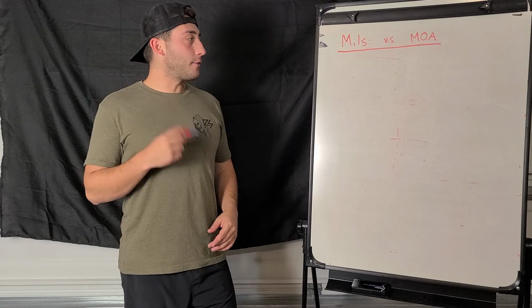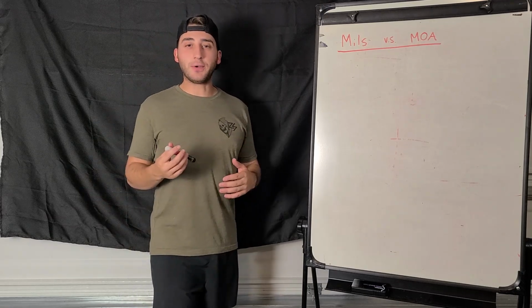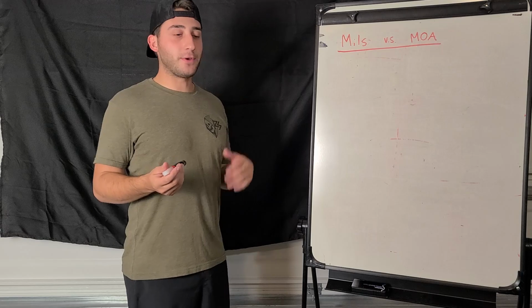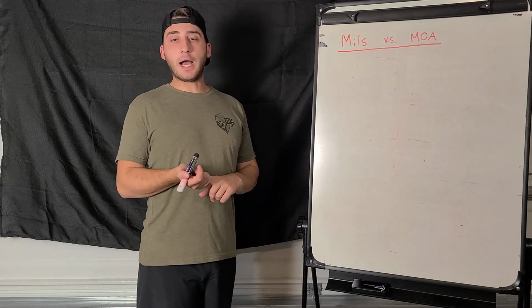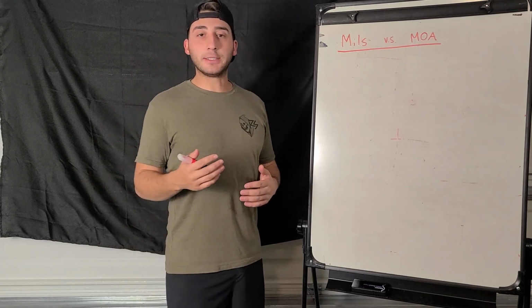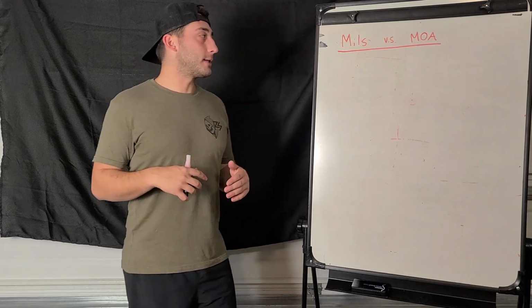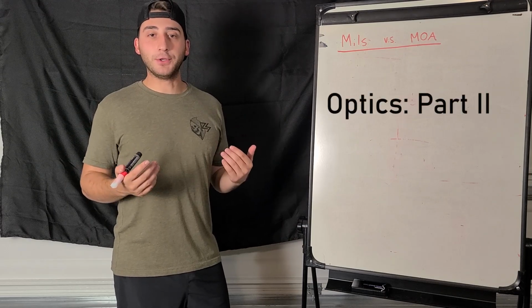So we're going to be doing another video in our installment of the weapons components that we've been talking about. We've done the gun and we've done a portion of the optics. The next thing we're going to talk about is a little more conceptual, and it's also about optics. So right now we're going to go into optics part 2.